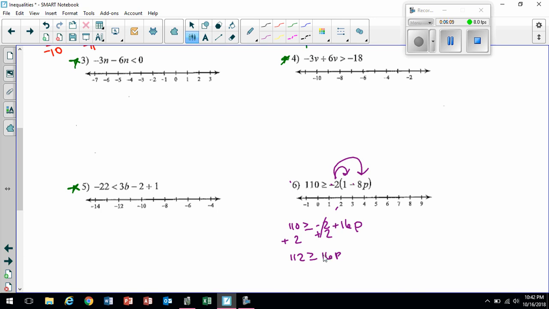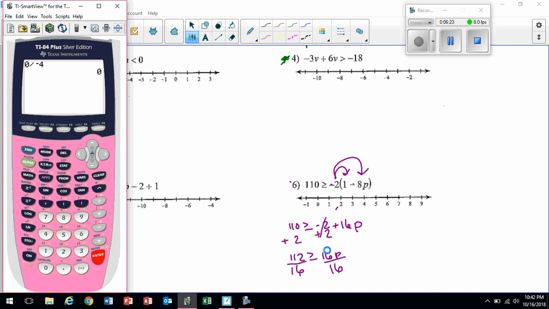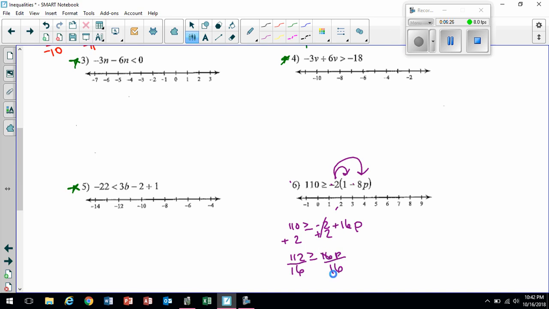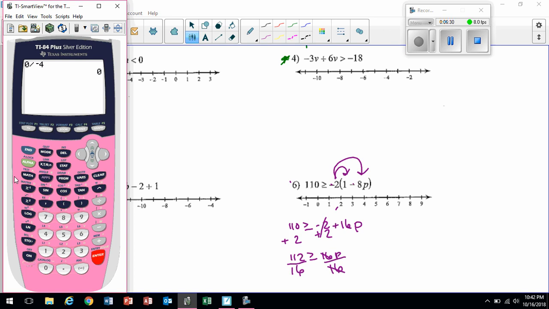So now this right here indicates, right? This indicates that I have to divide. So I'm going to divide by 16 on both sides. Wonderful. And these cancel out. So let's see what this comes up with.